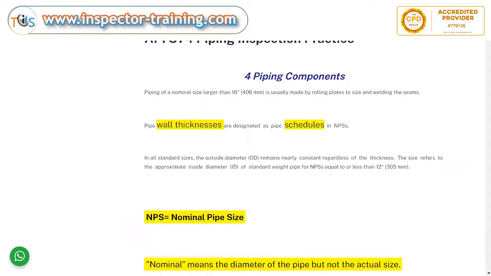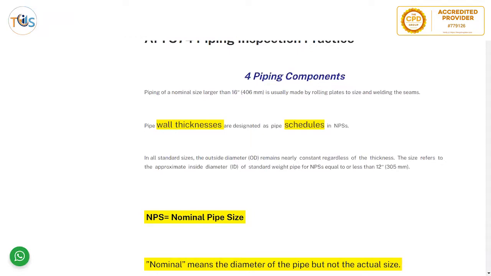Chapter 4, Piping Components. Piping of a nominal size larger than 16 inch is usually made by rolling plates to size and welding the seams. So this can be a potential exam question: which sizes of pipes upwards are made by rolling plates and welding, or welded pipes? It's 16 inch and above.